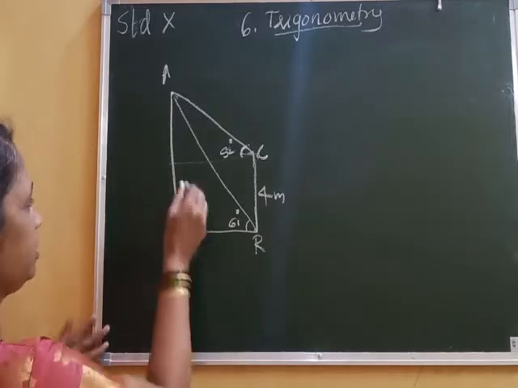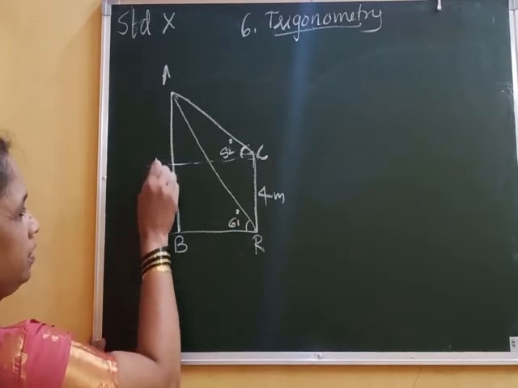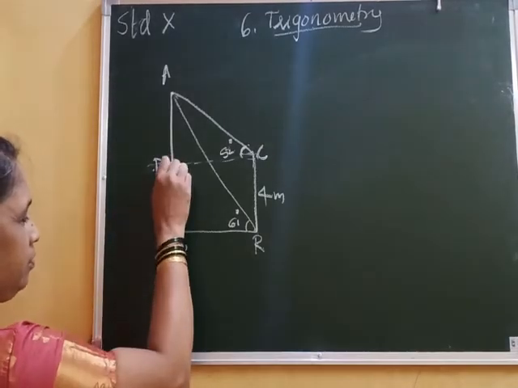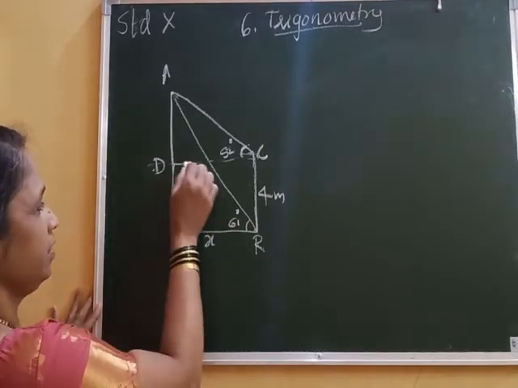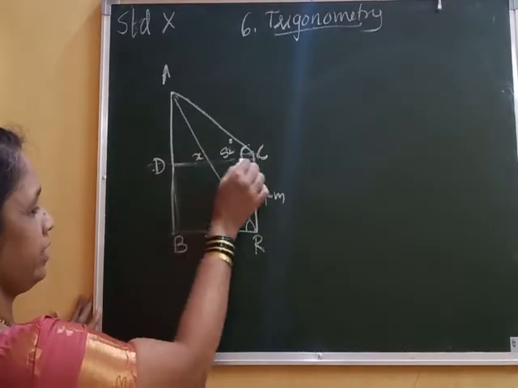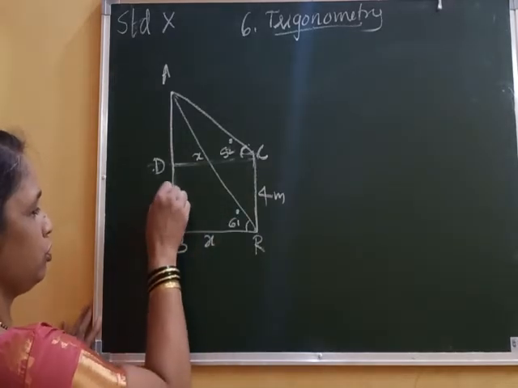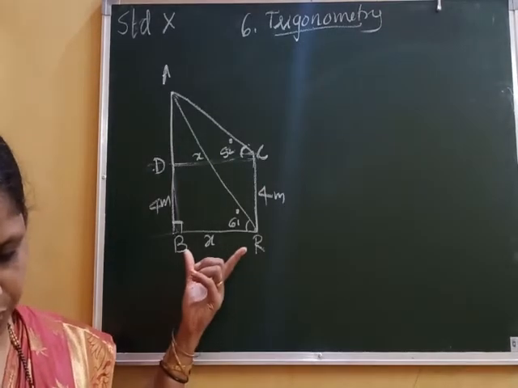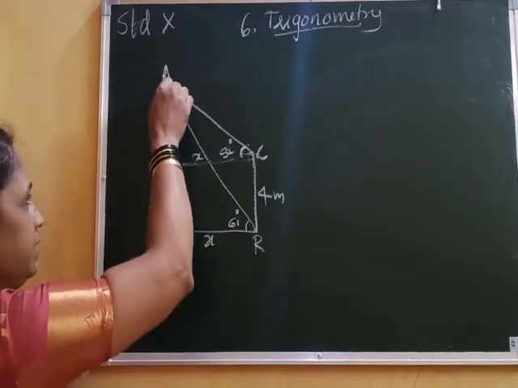Okay, so now see here, the figure formed is a rectangle. This is not given, so this is x. So the opposite side of the rectangle will also be x. This is 90 degrees. This is 4 meters, so this also will be 4 meters. And we will consider this height as y.